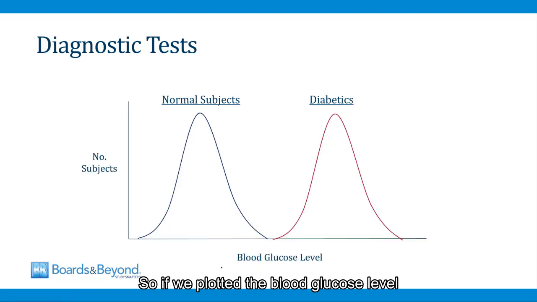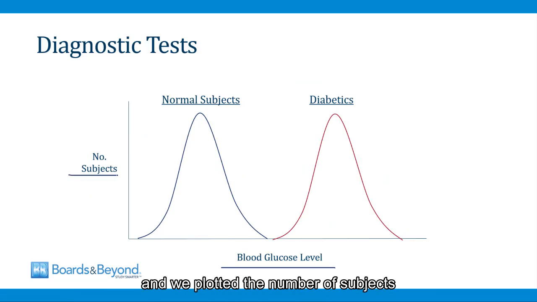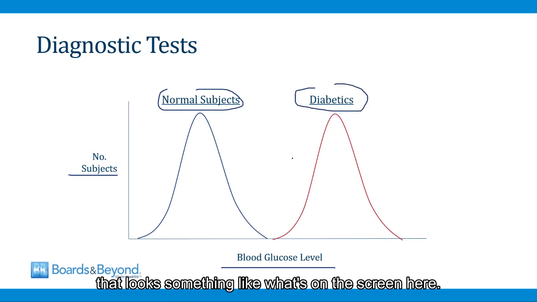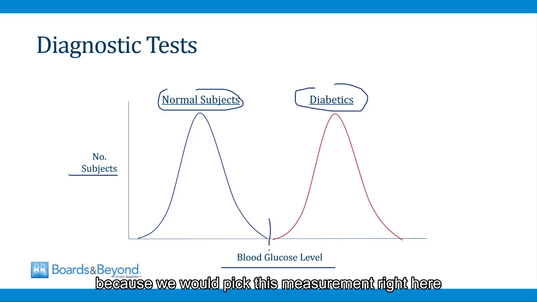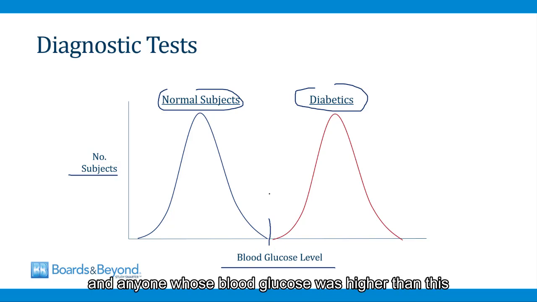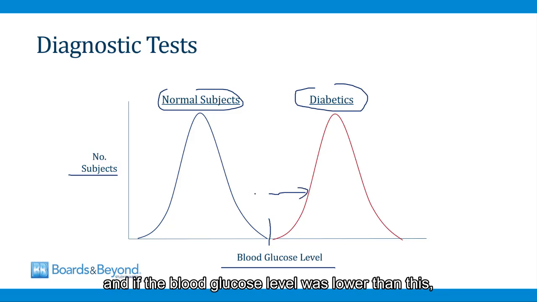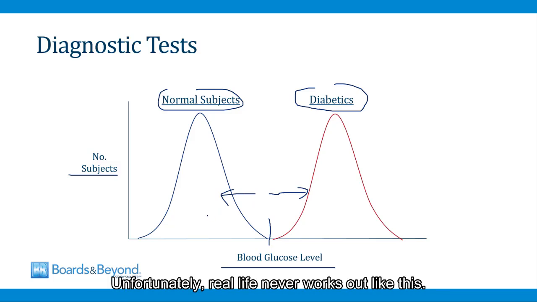So if we plotted the blood glucose level on the x-axis like this, and we plotted the number of subjects with each measurement on the y-axis, we would hope to get two curves for normal subjects and diabetics that look something like what's on the screen here. And if this happened, this would be fantastic because we would pick this measurement right here, whatever this blood glucose value is, and anyone whose blood glucose was higher than this, we would say they have diabetes. And if the blood glucose level was lower than this, we would say they were normal. Unfortunately, real life never works out like this.